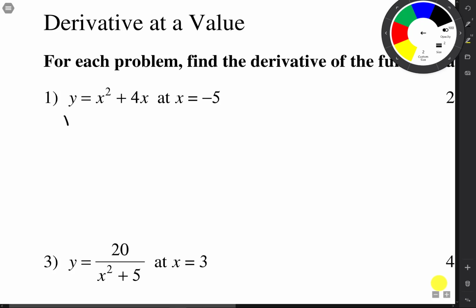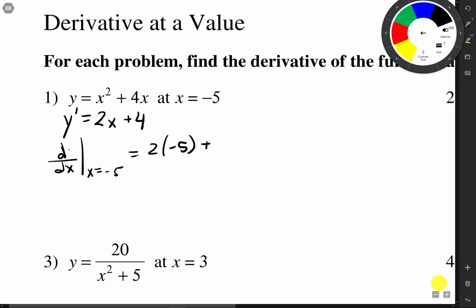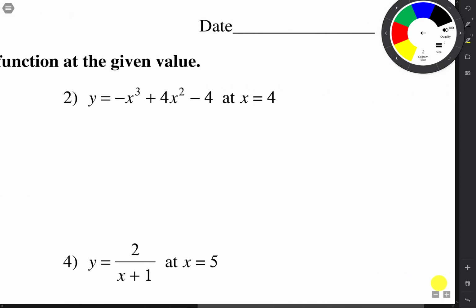Here we go. So this one's just nice. Y prime is 2x plus 4. And when x is negative 5, they use the derivative. The derivative when x equals negative 5 is 2 times negative 5 plus 4. So that's negative 10 plus 4. That's negative 6. Check. Alright, we do it again.